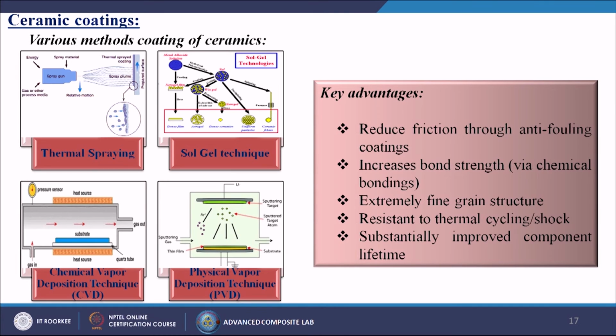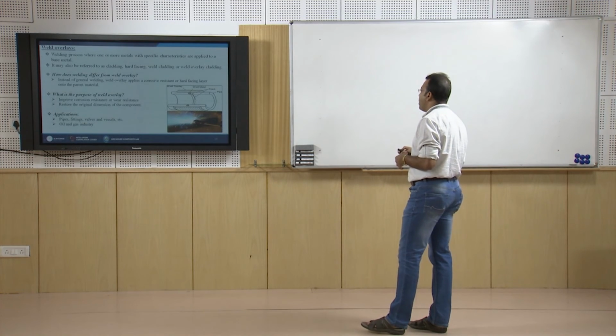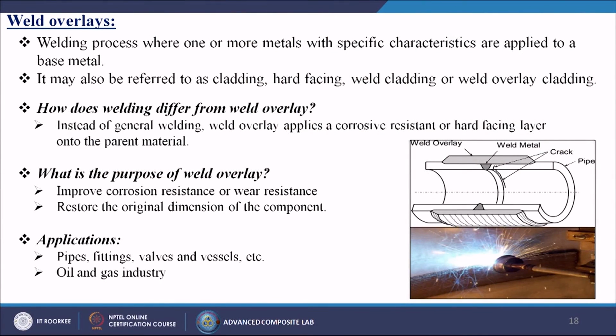So, these are all the key advantages of that particular material. Then weld overlays: a welding process where one or more metals with specific characteristics are applied to a base metal. It may also be referred to as cladding, hard facing, weld cladding, or weld overlay cladding. How does welding differ from weld overlay? Instead of general welding, weld overlay applies a corrosion-resistant or hard-facing layer onto the parent material.